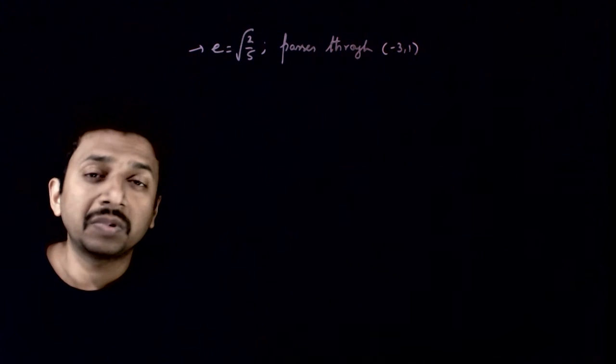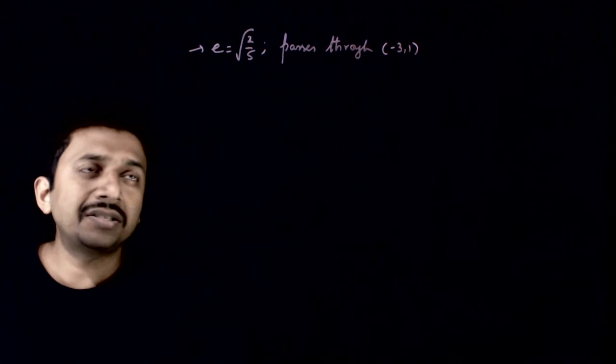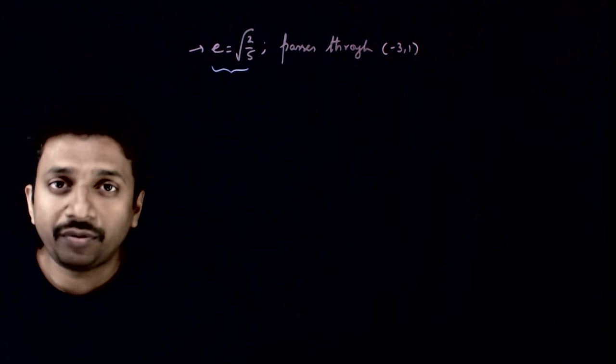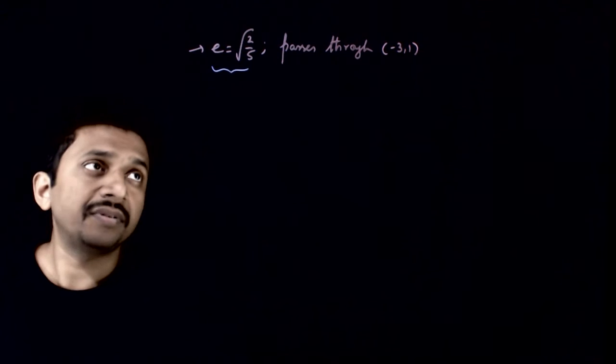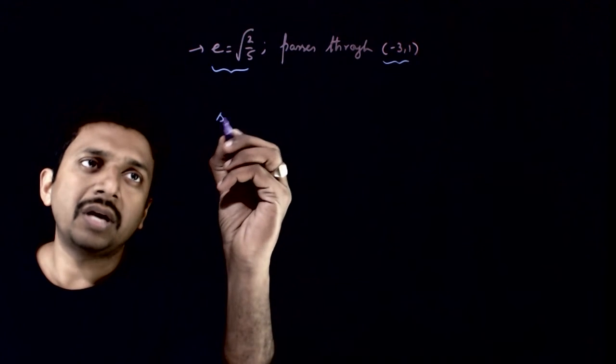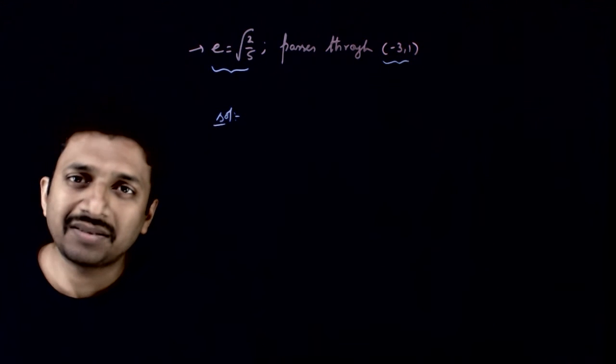So welcome students. This is a very simple question. You're asked to find the equation of a standard ellipse whose eccentricity is √(2/5) and which passes through the point (-3, 1). So how do we do these questions? It's a very basic type.